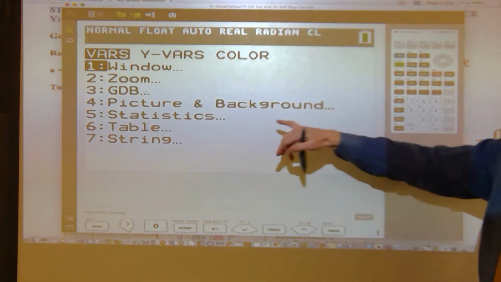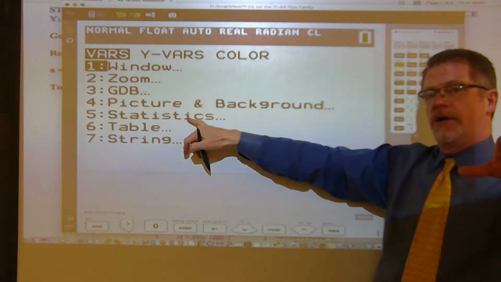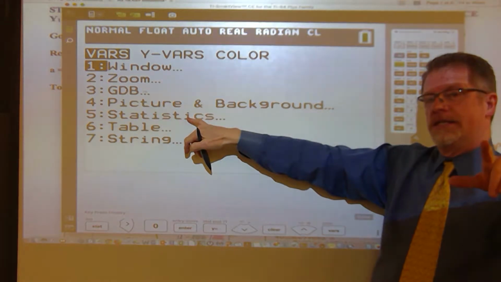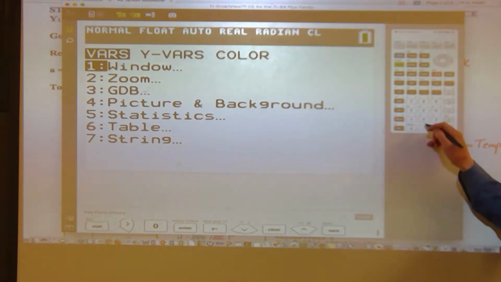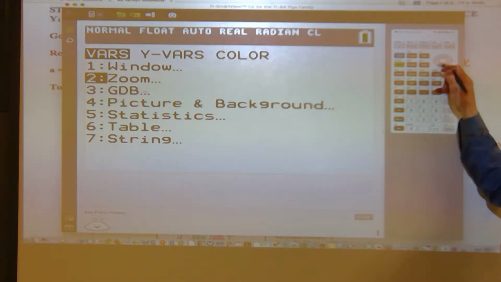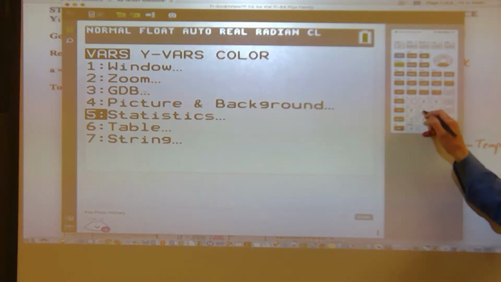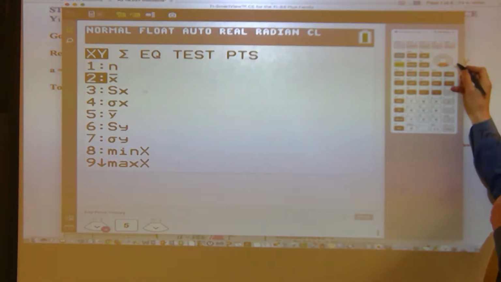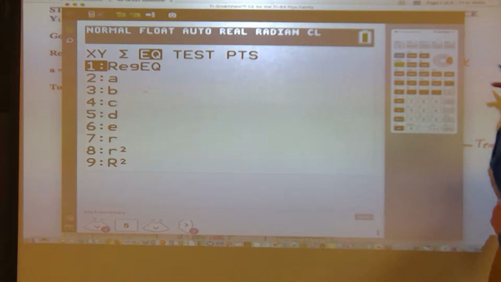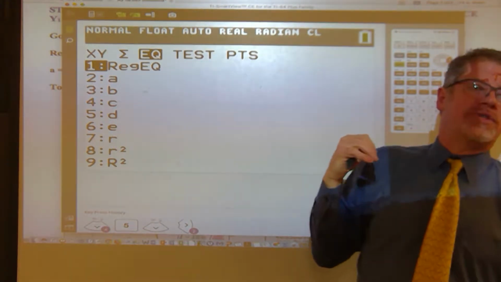And since we got all of our lists in the stat portion of the calculator, let's go to item 5. So vars 5, you can scroll down or just hit 5 from the keyboard. And we want the equation, the EQ. So right arrow over to the EQ submenu.